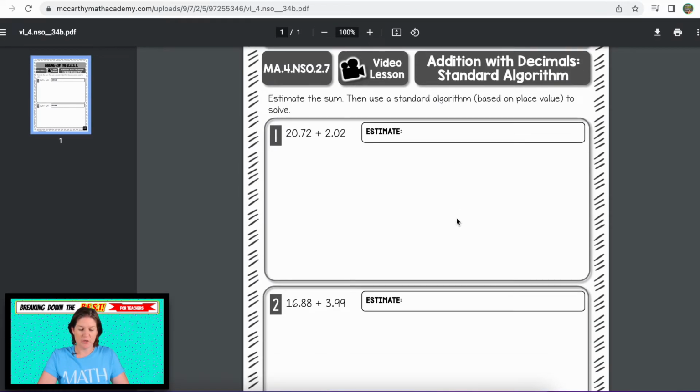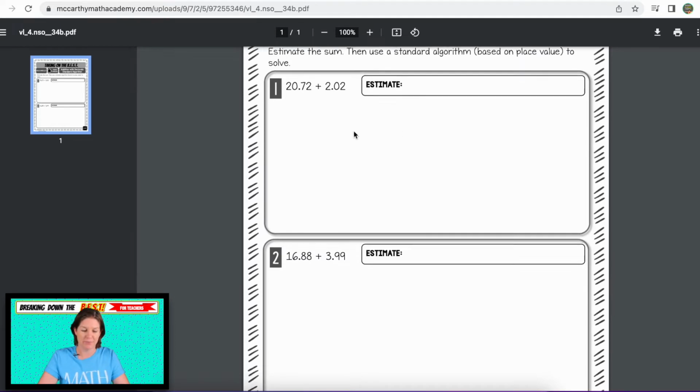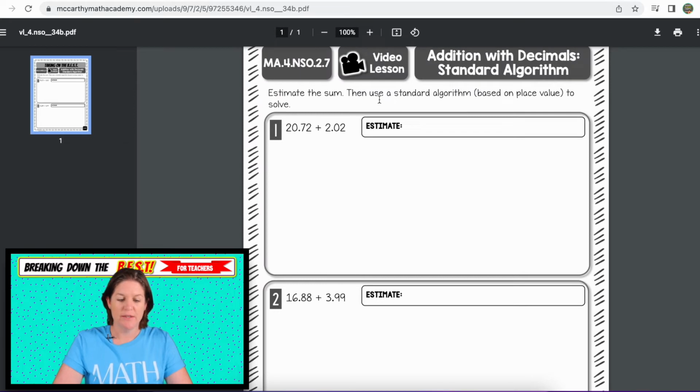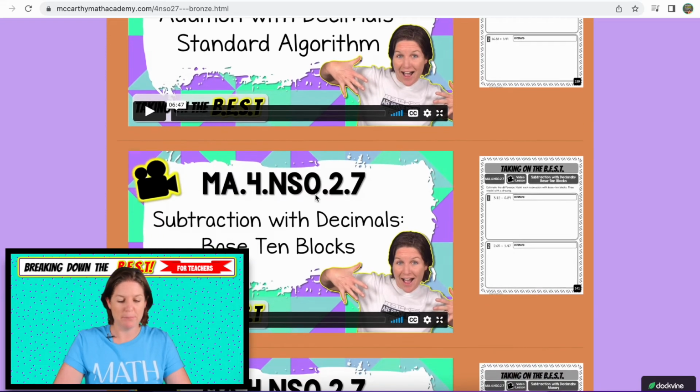Over here are the printable guides that go along with those video lessons, and you can see that we're using that estimation constantly in Taking on the B.E.S.T., always showing that let's estimate first and then let's solve it and check in with our estimation to make sure that our answer seems reasonable. So this is like we're drilling it in this time. And you can see here it says estimate the sum, then use a standard algorithm based on place value to solve. So we'll focus on lining up those digits in the correct places with like places.